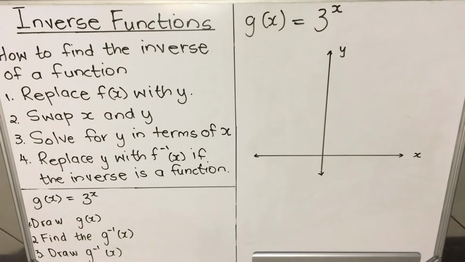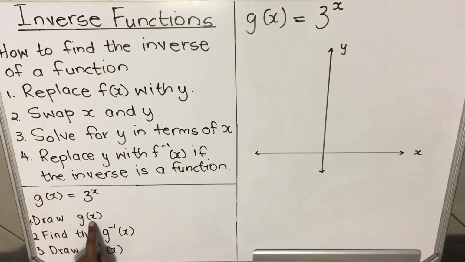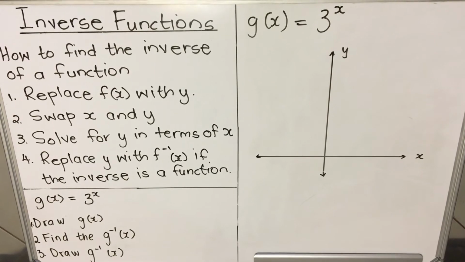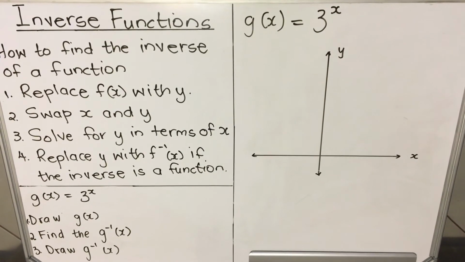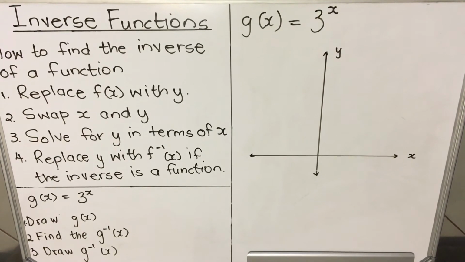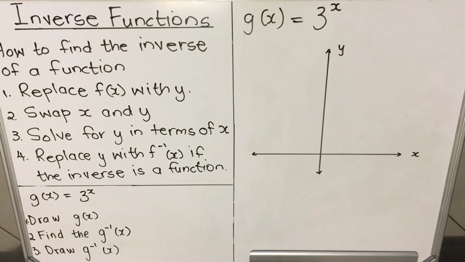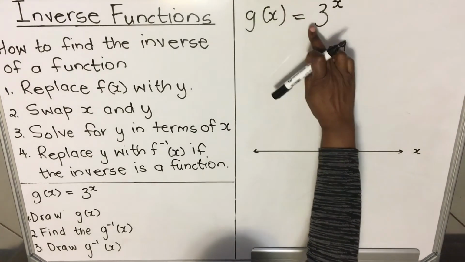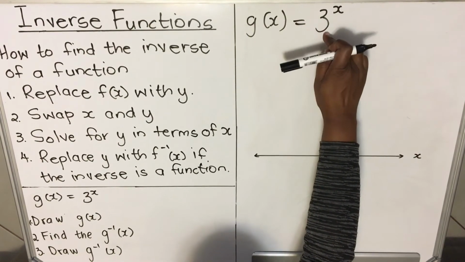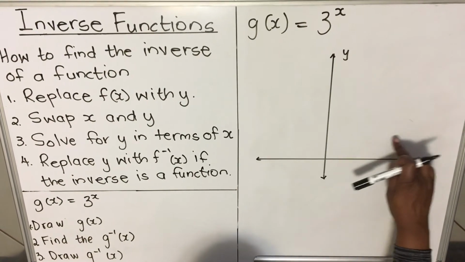Okay, now we are given an exponential graph. We are asked to draw the graph. You need to watch our video on exponential functions. The first thing that you need to find out is the shape of the graph, because the base is positive, and here it's positive. Your graph will look like that.